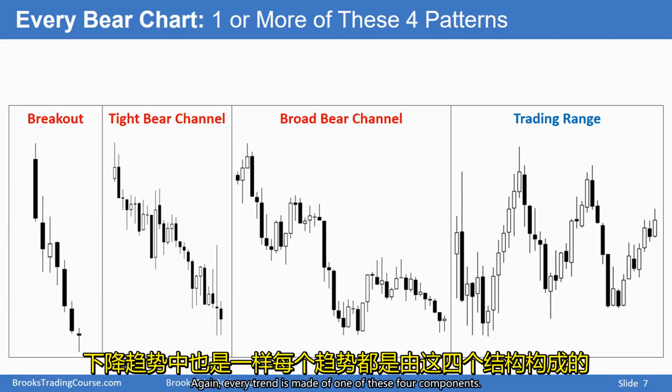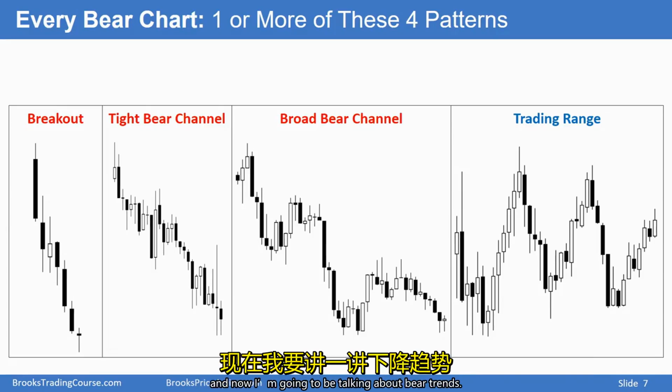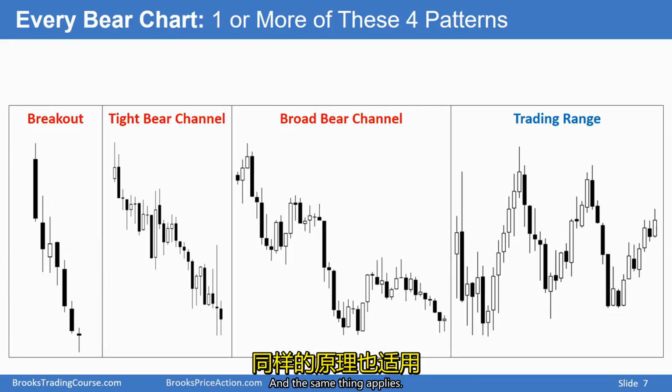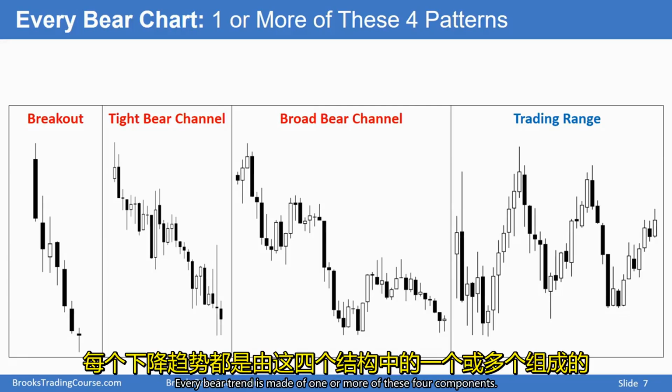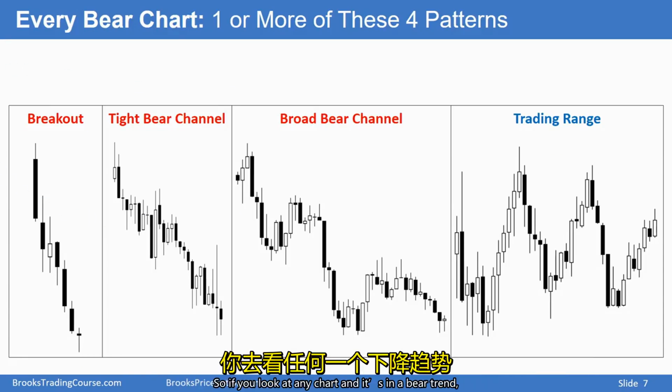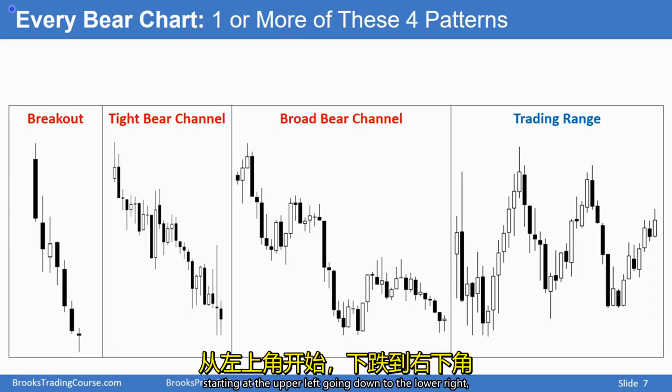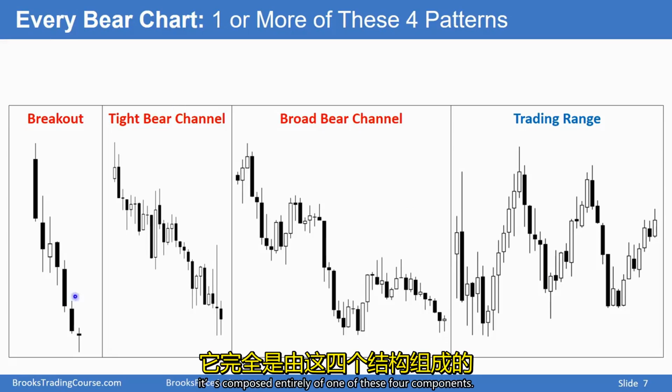Again, every trend is made of one of these 4 components. I just talked about bull trends, and now I'm going to be talking about bear trends. And the same thing applies. Every bear trend is made of one or more of these 4 components. So if you look at any chart and it's in a bear trend, starting at the upper left, going down to the lower right, it's composed entirely of one of these four components.